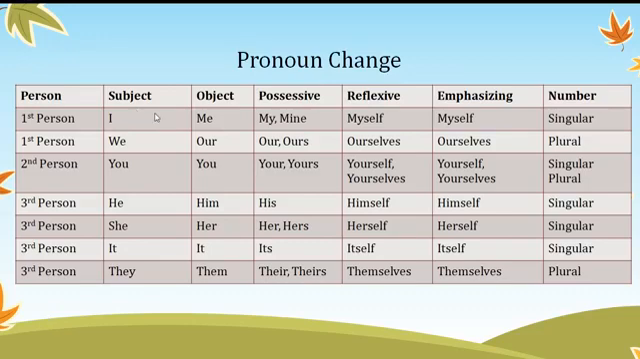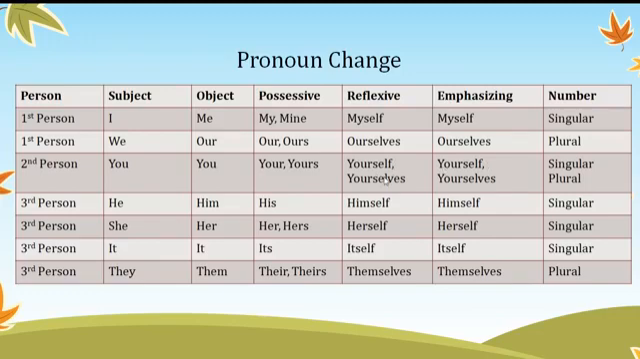So what are the first person? I, me, my, mine, myself. We, us, our, ours, ourselves. You, your, yours, yourself, yourselves. Singular and plural. Now you have to keep in mind, you have both singular and plural forms.